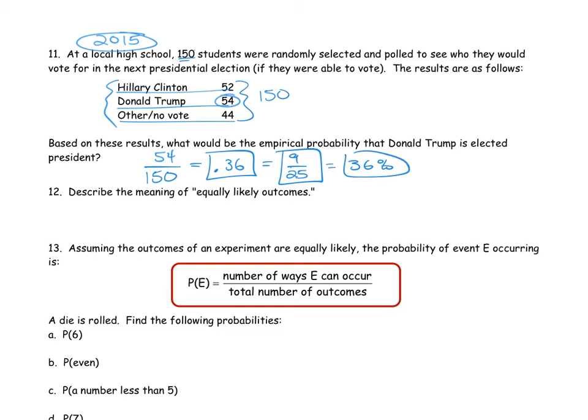But this is empirical. This is something that actually happened. High school students were asked. Somebody went out and had the patience to ask 150 high school students. So here they are. This is empirical.